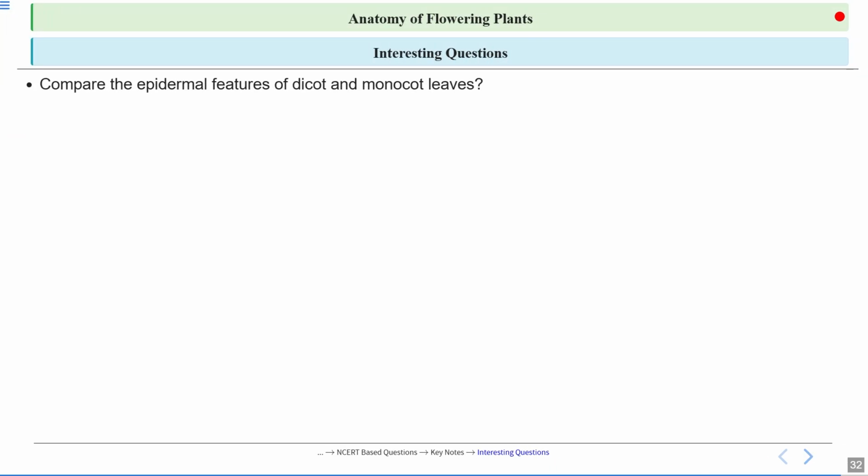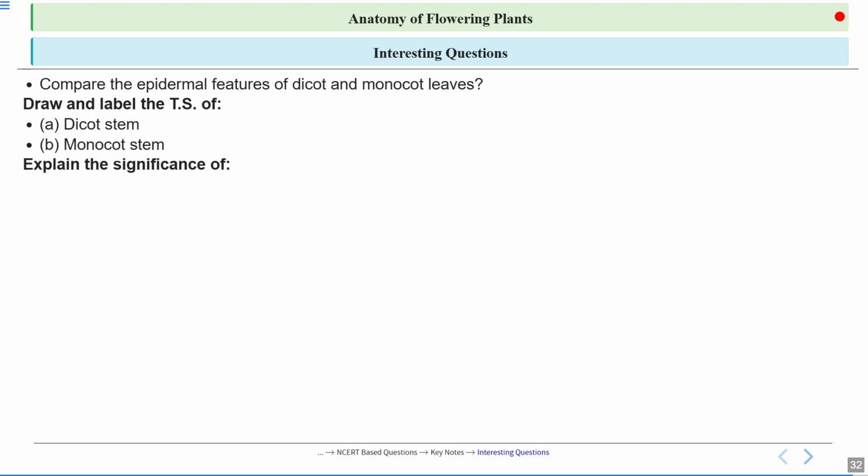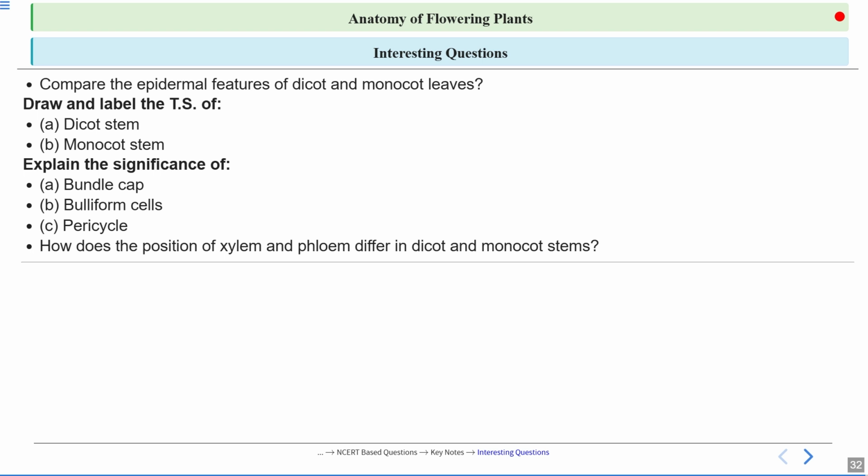Some interesting questions for you. Compare the epidermal features of dicot and monocot leaves. Draw a labelled diagram of the TS of A, dicot stem, and B, monocot stem. Explain the significance of bundle cap, bulliform cells, and pericycle, and how does the position of xylem and phloem differ in the dicot and monocot stem. So these are some important questions that you can solve on your own.